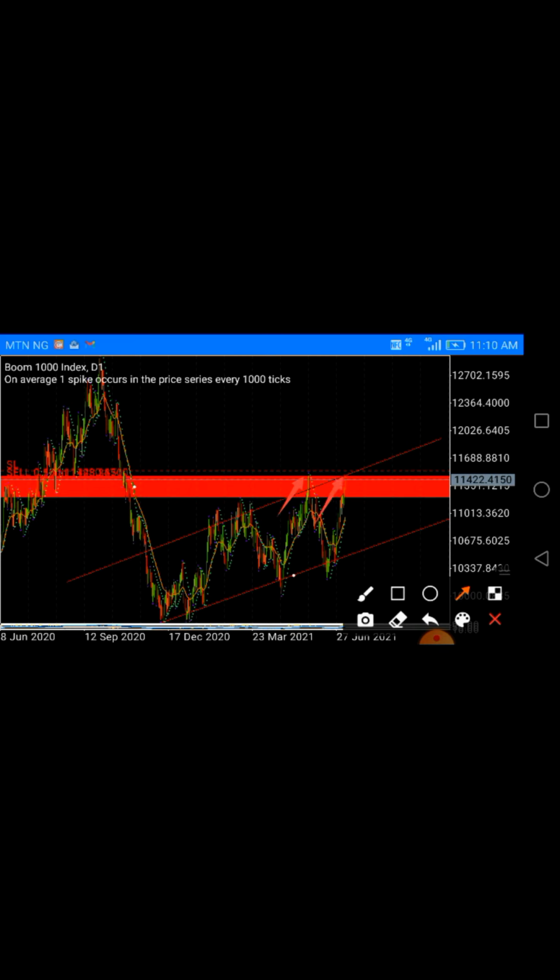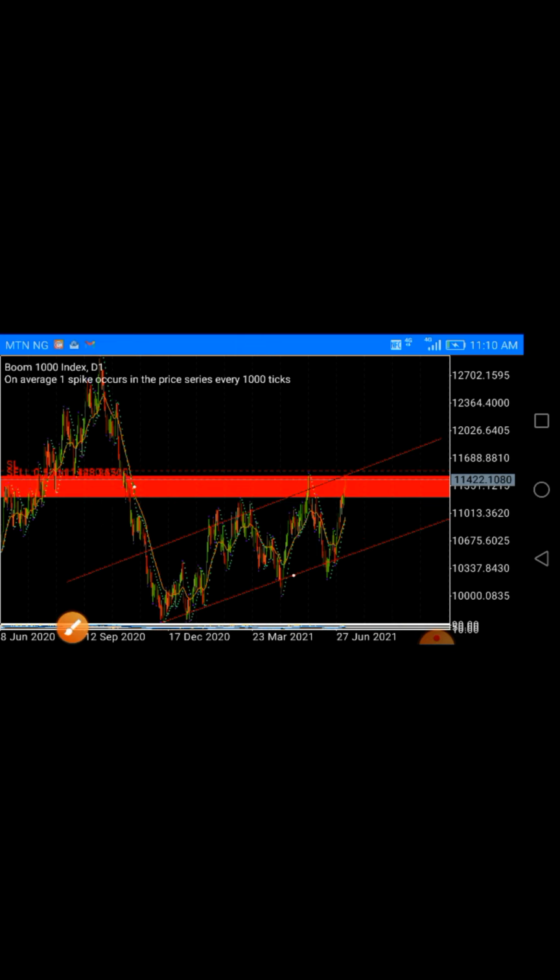Now if you look at this place, the rejection was there as well, and then look at this place. All these are pointers to the fact that price definitely will be rejected at that level, and the market is supposed to push down to retest this trend line. Okay, this is on the daily time frame.